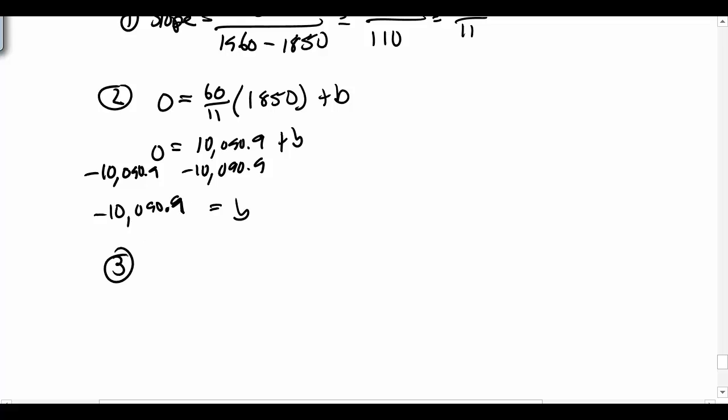Okay, so step 3 is to put that into an equation. So y equals 60 over 11 x minus 10,090.9 would be my general equation to estimate the oil consumption in a given year.